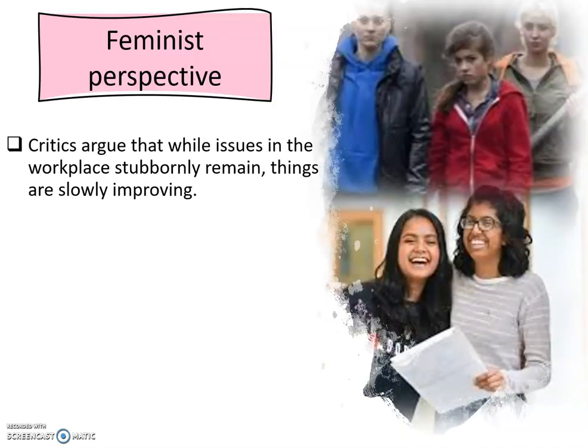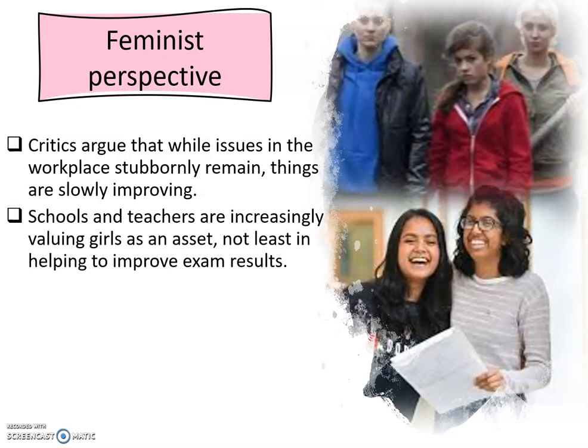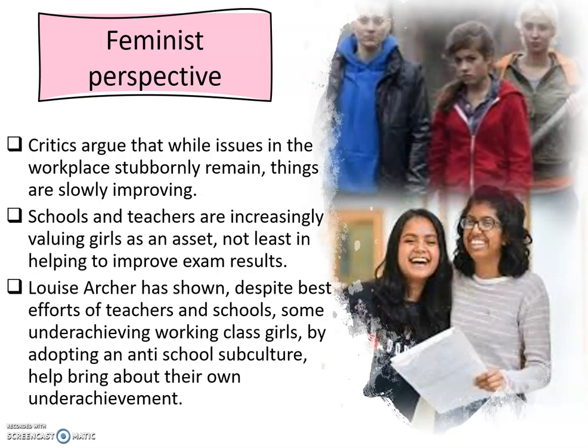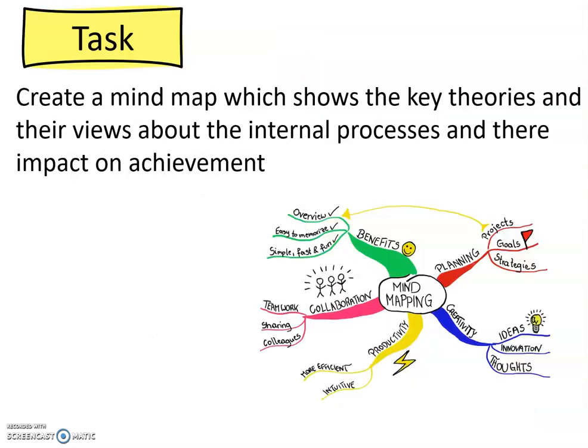Critics argue that while issues in the workplace stubbornly remain, things are starting to improve. For instance, teachers and schools want girls to succeed, mostly because it helps with the exam results. And Louise Archer, a sociologist who we'll look at again later, says that even though schools and teachers are working really hard, there is still a group of underachieving, perhaps working class girls, who will adopt anti-school subcultures and fail by their own means.